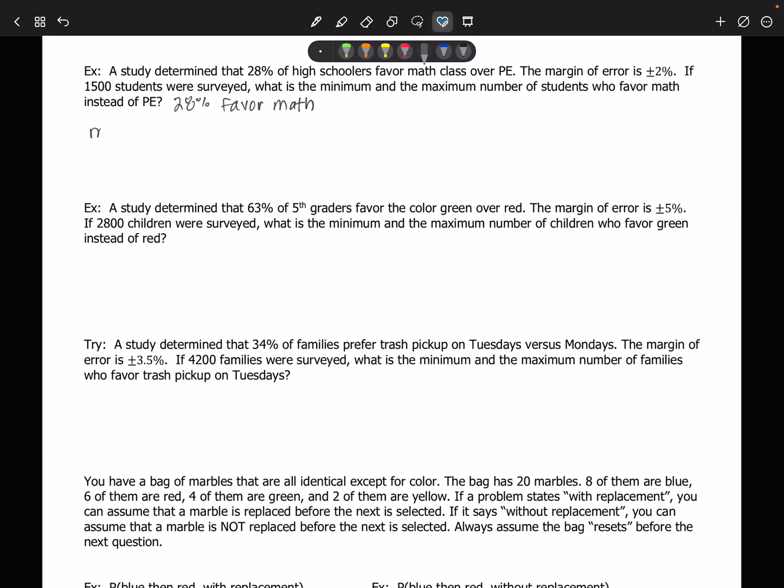So that means there could be a max of 30% or a minimum of 26%. So plus or minus 2% to the 28% would give you your 30% and your 26%. 30% obviously is a high and 26% is a low. Then it tells us that if 1,500 students were surveyed, what's the minimum and the maximum number of students?